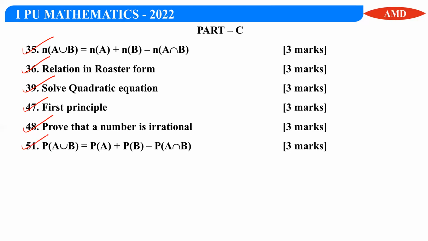Then we have the 51st question. It will be from probability, where the question is most probably going to be based on probability of A union B is equal to probability of A plus probability of B minus probability of A intersection B. So here we have about 6 easy questions. Through these questions, you could score about 18 marks easily.